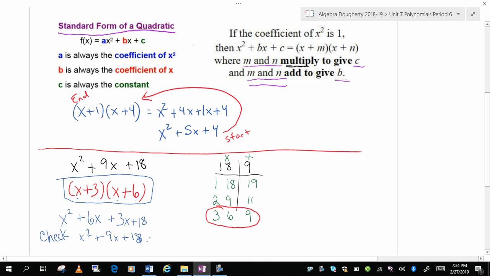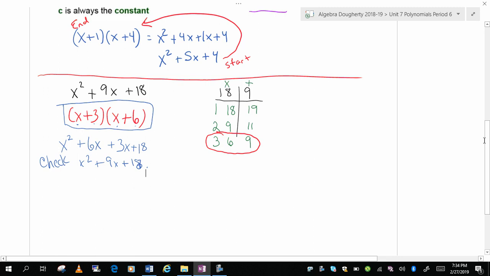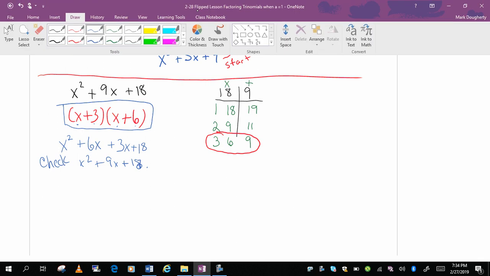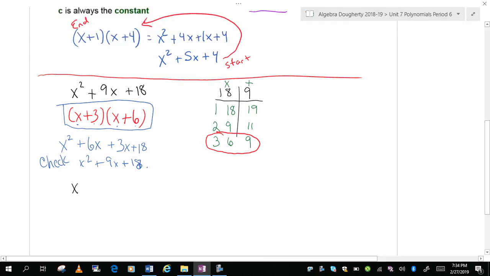So we did a check there. We did a nice, simple example. Let's try another example. It's very close to this one. Let's try x squared plus 19x plus 18.